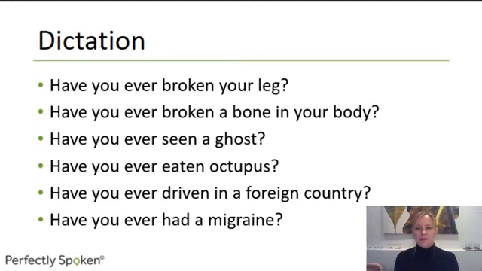Right, second one, same, broken, the infinitive break. Third one, seen. The infinitive is see. Fourth one, eaten. The infinitive is eat. Fifth one, driven. Notice driven, not driven. Infinitive, drive. Last one, had. Infinitive, have. Very good. Okay, we're doing very well.